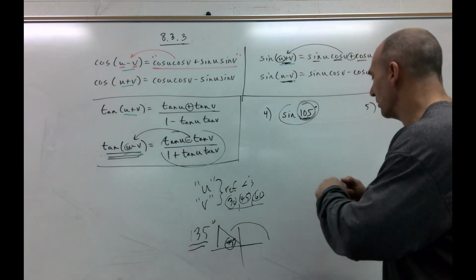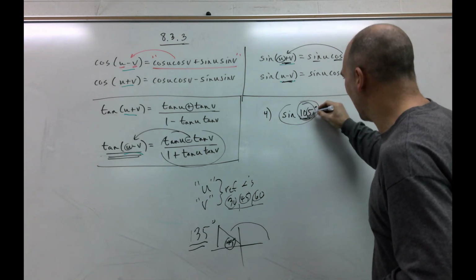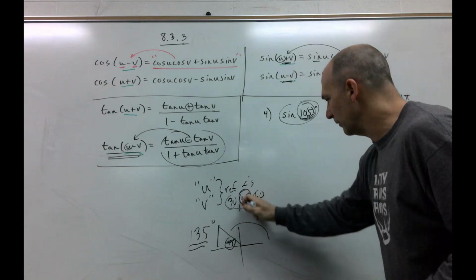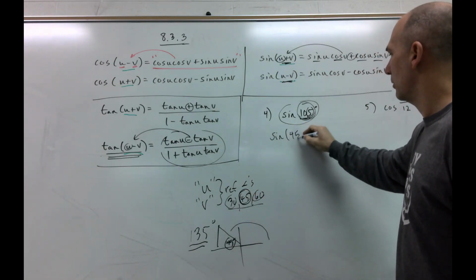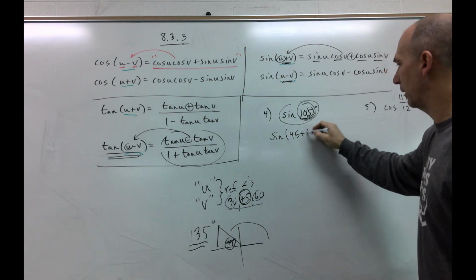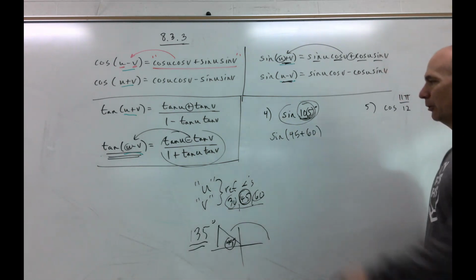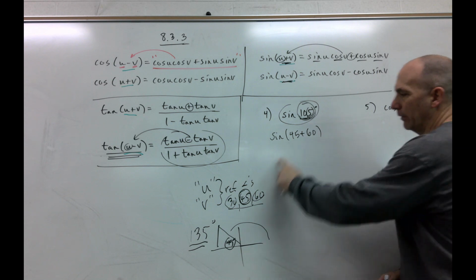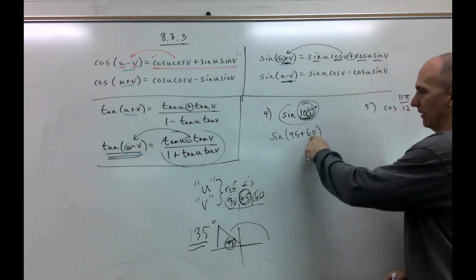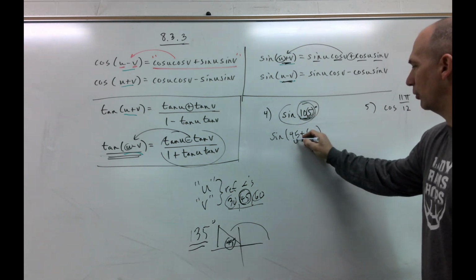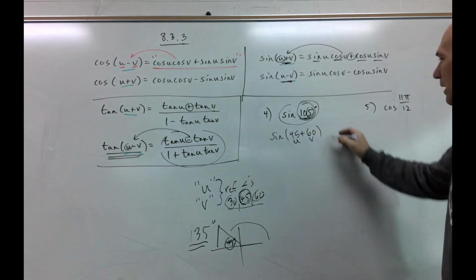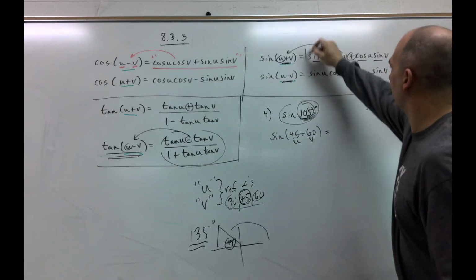Well, what I'm going to experiment, because of that 5, is I'm going to take a 45 and see what I can do with that. So I'm going to go sine 45, and I go, wait a minute, plus 60. Notice, I got a 45, ding, ding, ding, ding. I got a 60, ding, ding, ding, ding. And now what I have is sine of u plus v.